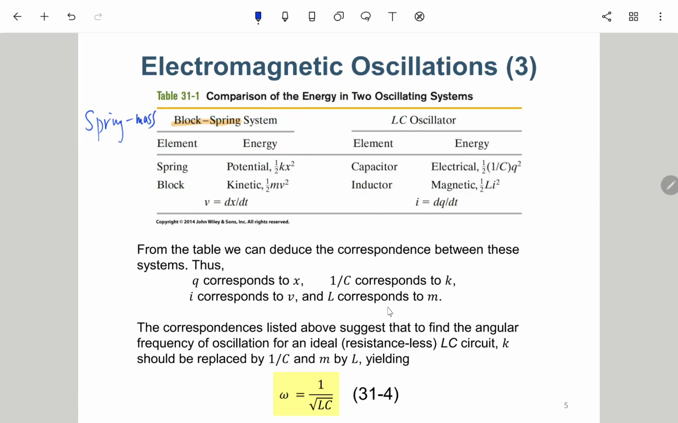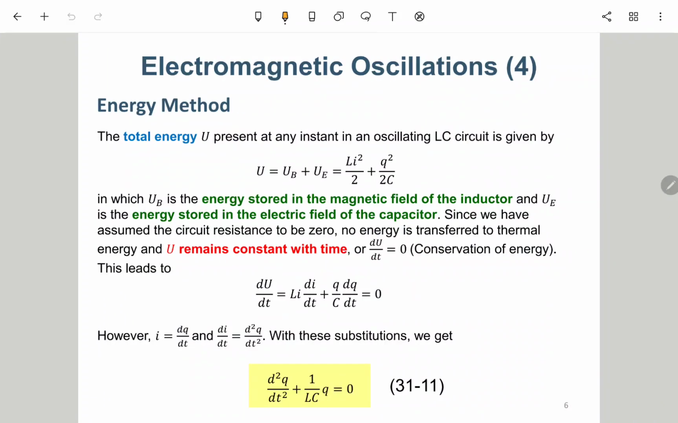So it means that if you have learned some formula for the block spring system or spring mass system, you just need to change the variables according to this matching table. Then you get the version for the LC oscillator. In that case, we have omega equals 1 over the square root of LC. This is the well-known oscillating frequency for the LC oscillator. The textbook lets you know how to really derive it.